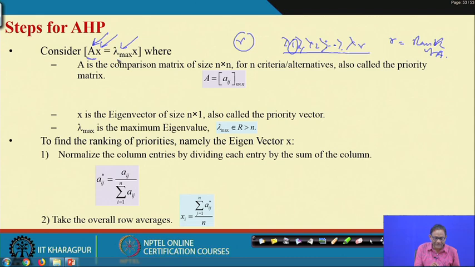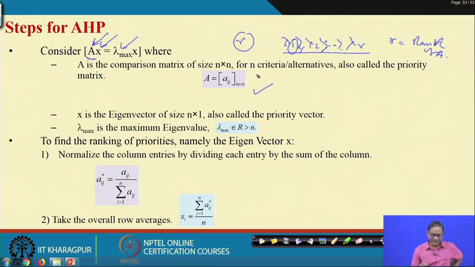So, Ax equal to lambda max x, this is the equation, which is basically the characteristic equation in matrix form. Okay. So, you have to solve this equation. You have to first find out the lambda max. Once you have lambda max, you will be able to get the x value. So, this part is over.